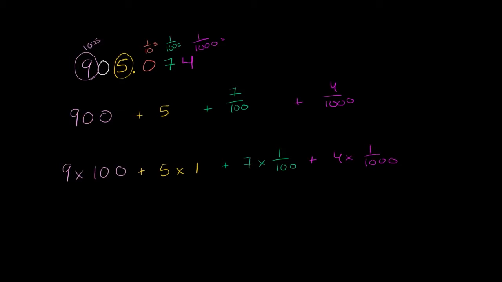You have 0 tens, but I'll write the tens place there just so you see it. So it's 0 tens, so I didn't even bother to write that down. Then you have your ones place. You have 5 ones. Then you have 0 tenths, so I didn't write that down. Then you have 7 hundredths, and then you have 4 thousandths. So, and we are done. We've written this out, really just understanding what this number represents.